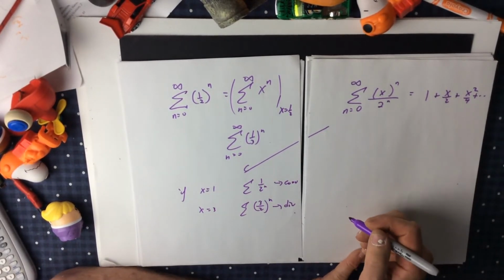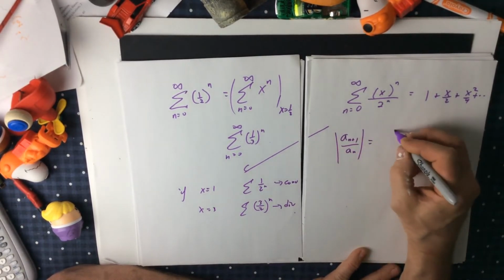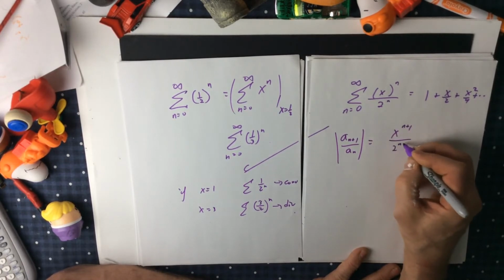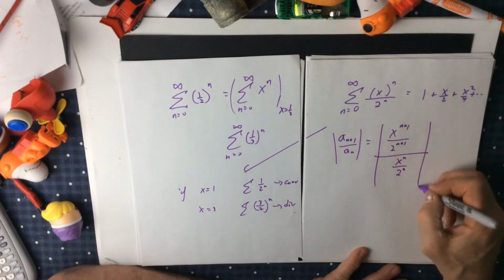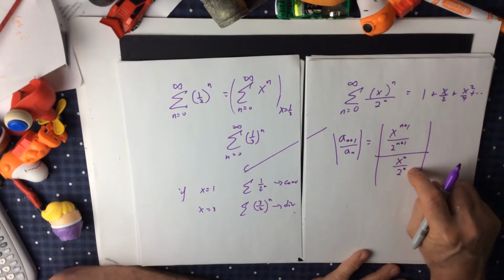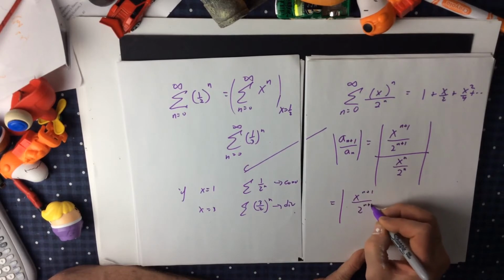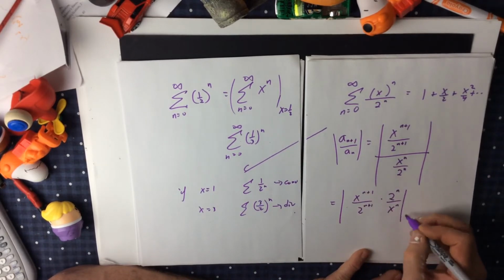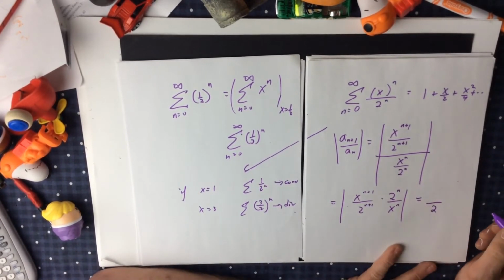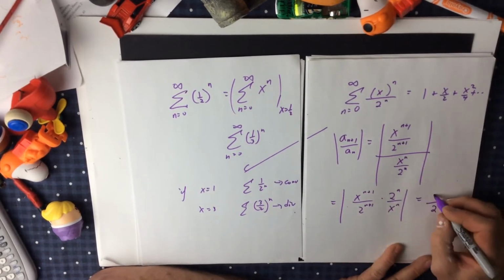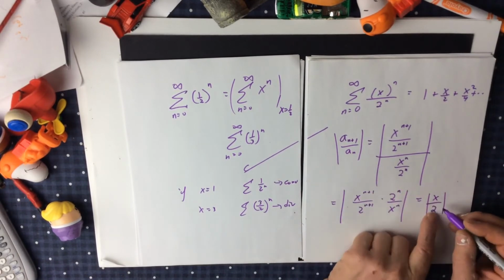Well, I'm going to apply the ratio test to this. I'm going to calculate a sub n plus 1 over a sub n, absolute value. So I'll get x to the n plus 1 over 2 to the n plus 1, divided by x to the n over 2 to the n. Invert and multiply. And now 2 to the n plus 1 on the bottom and 2 to the n on the top. We'll leave a single 2 in the bottom. x to the n plus 1 on the top, x to the n in the bottom. We'll leave a single x in the top. And we're going to discover that our ratio test produces x over 2.